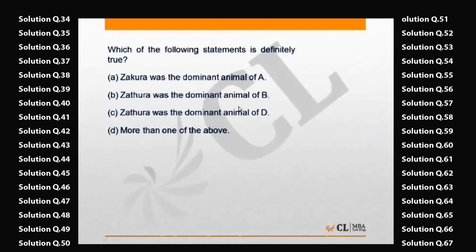Next, Jathura was the dominant animal of D. No, the third statement is false. Fatura was the dominant animal from D. So the last option is more than one of the above. We have seen that A and B were definitely true. So the correct choice is option D.